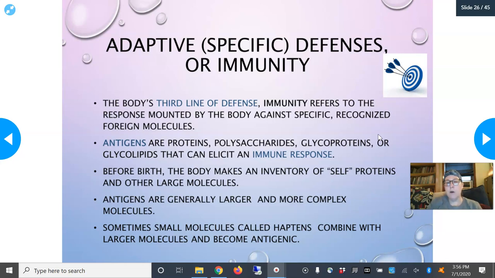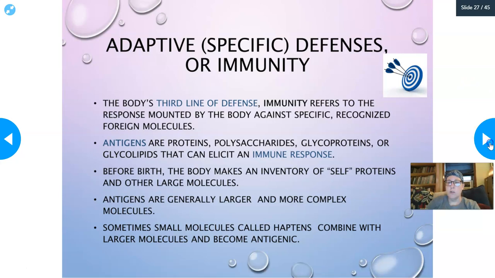But sometimes a small molecule called a hapten can combine with a larger molecule like a protein like albumin and then become antigenic. So certain drugs that normally people don't react to, if they're transported on proteins, that protein-drug complex could cause, where that drug is a hapten, that could become antigenic, and then you can develop reactions to the drug.